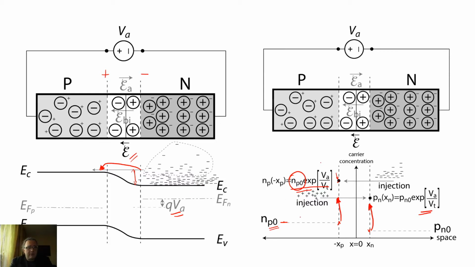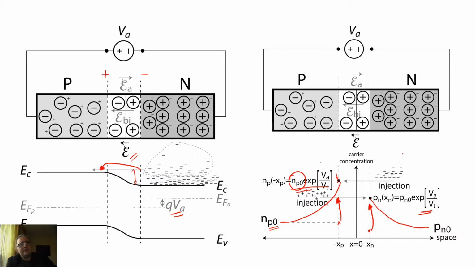And then there will be a function in space according to which the concentrations will drop. By the way, the same happens with the holes. So here are the holes, and their concentration will actually drop. So what exactly is this spatial function? What is this function that governs the decrease of the concentration of minority carriers?